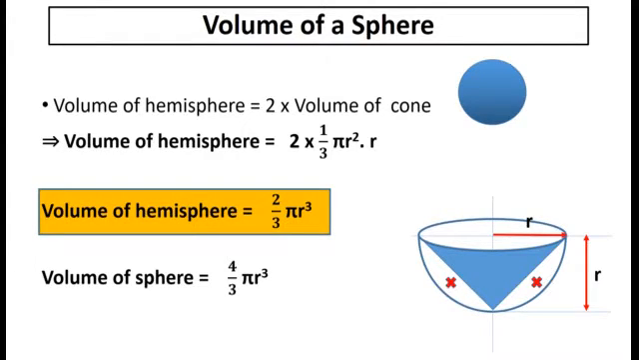Volume of sphere is double that of the hemisphere, so volume of sphere is given by 4 by 3 pi r cube.